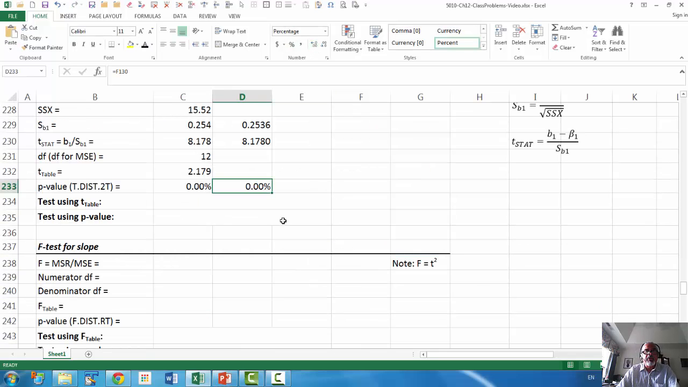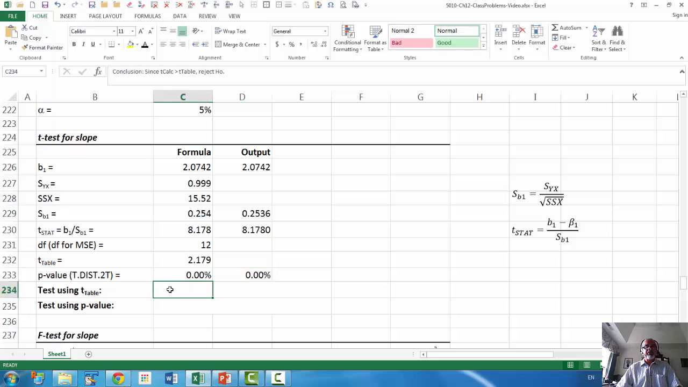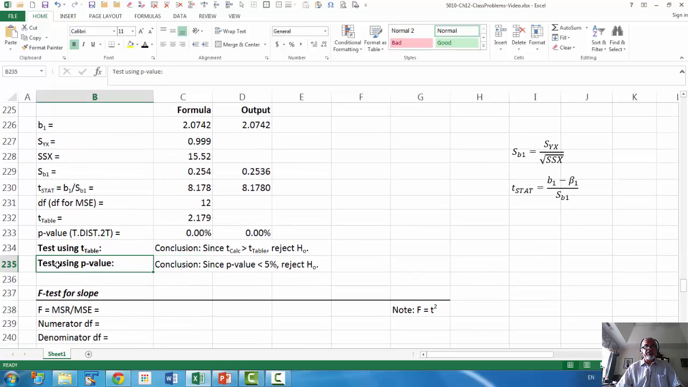So there are a couple of different ways in which this can be done, either from the formulas themselves or from the regression output of the results, and you should be able to do both of them. So for the t-test using the t-table value, the t-stat is greater than the t-table value, so reject the null hypothesis. Or the p-value is less than alpha, so reject. So this is the t-test.